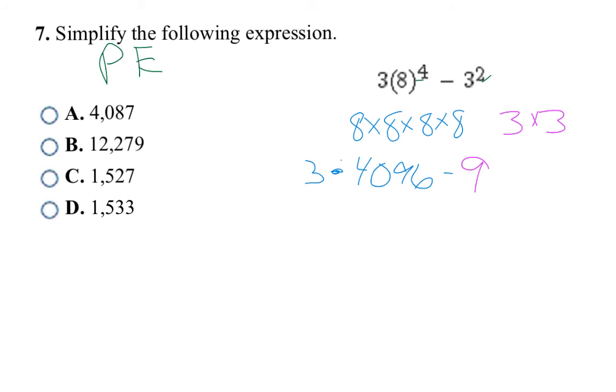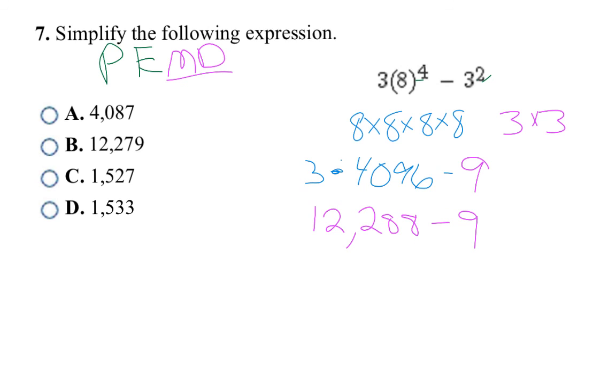So now I'm going to look at multiplication and division, left to right. I only have this multiplication. So I'm going to go ahead and do that. And you can type that on the calculator or work it out by hand. But either way, when you multiply 3 times 4,096, you should get 12,288. And then I still have the minus 9.